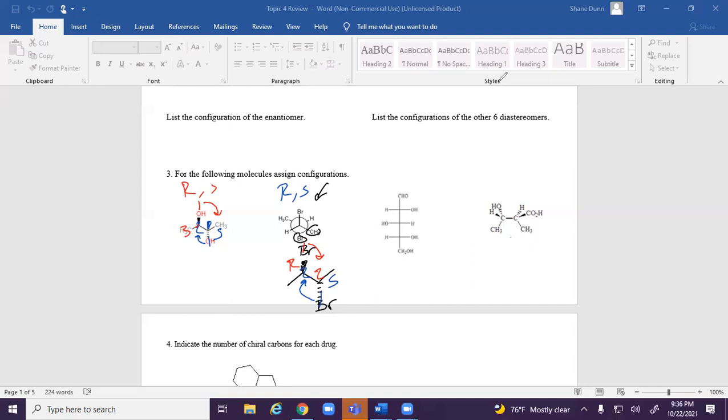Yep. So this one would be an S, this one would be an R, this one an S. I think Grubbs messed up. They said it was R, which it can't be. Okay.